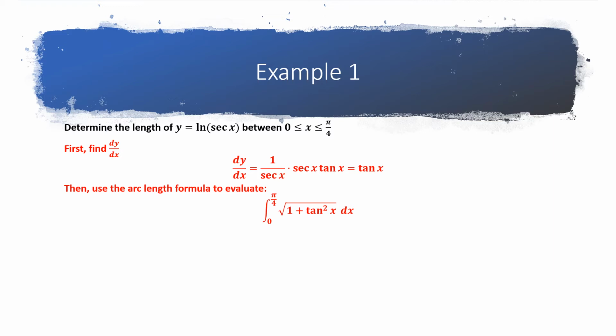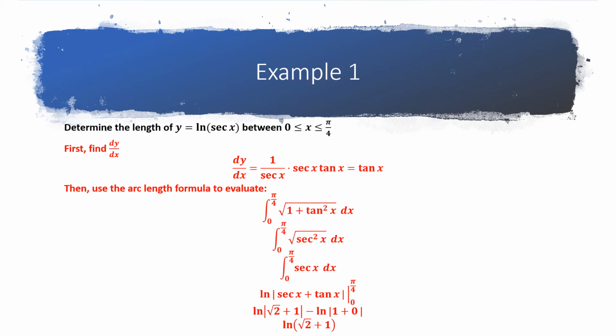To make this a little bit easier to integrate, I'm going to use a trig identity. Remember that the Pythagorean identity says that 1 plus tan squared of x is equal to secant squared. Well, the square root of secant squared is simply secant. And the integral of secant is one that we talked about memorizing. The integral of secant is ln of secant x plus tan x, and we're evaluating that from 0 to pi over 4. So when I plug in my pi over 4 and I plug in my 0, I notice that the second term is going to go away, since ln of 1 is 0. And so for my final answer, I'm simply left with ln of root 2 plus 1.